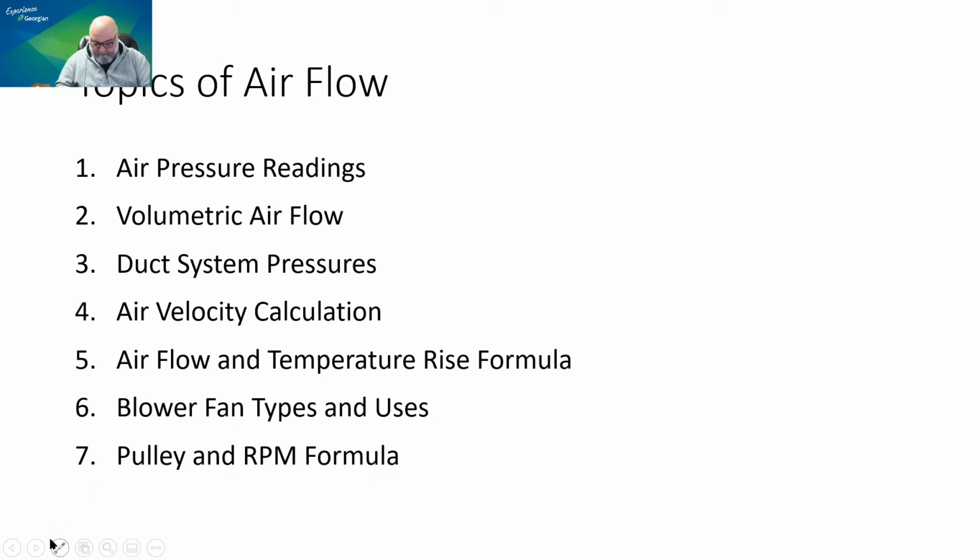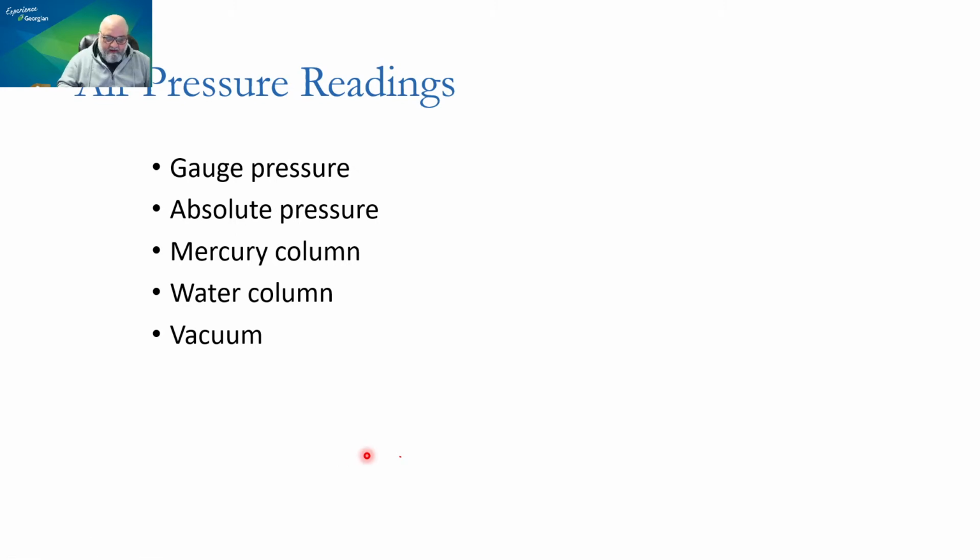All right, so first things first, air pressure readings. Obviously, we have talked about gauge pressure, we have talked about absolute pressure, we have mentioned maybe the mercury column. I remember explaining what it is quickly. We talk a lot about water column. We say inches of water column and whatnot. And then the concept of vacuum and how we measure that. We need to cover all this and probably a little bit more.